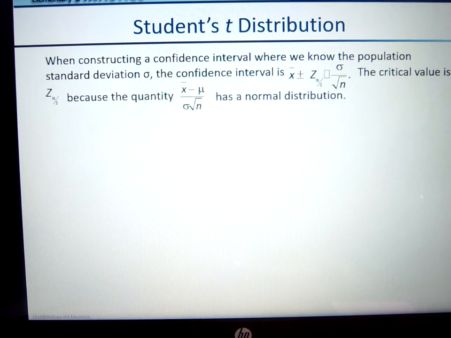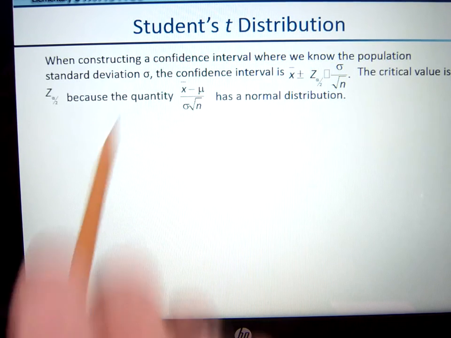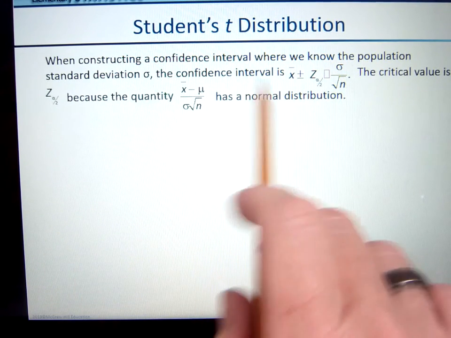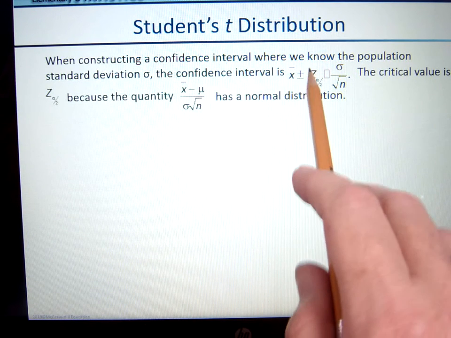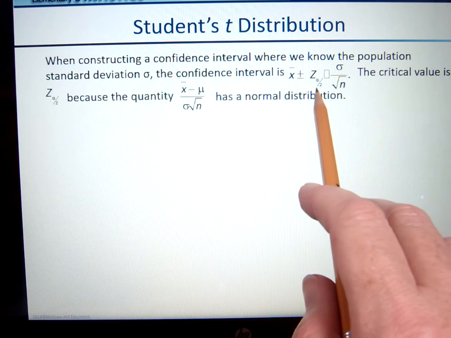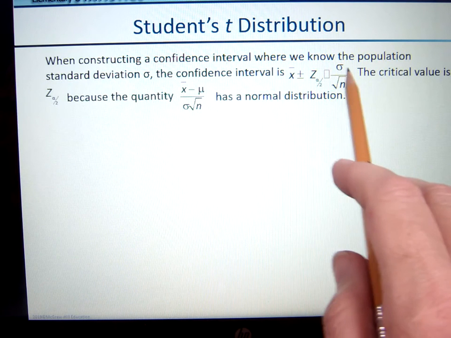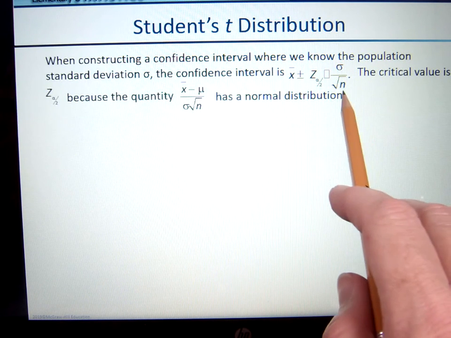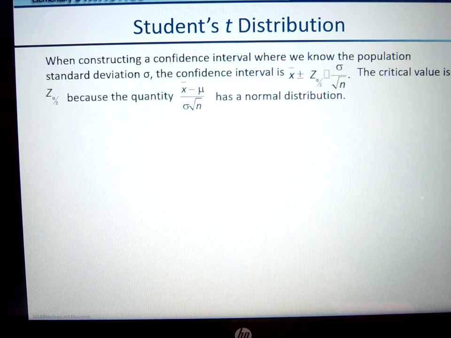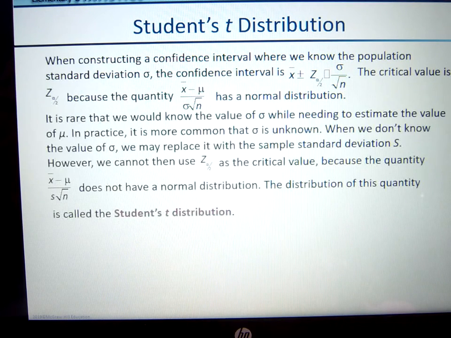So when we're constructing a confidence interval where we know the population standard deviation, little sigma, the confidence interval is x bar plus or minus z alpha over 2 times the standard deviation divided by the square root of the sample size. The critical value is z alpha over 2 because the quantity x bar minus mu over the standard deviation times the square root of the sample size has a normal distribution.